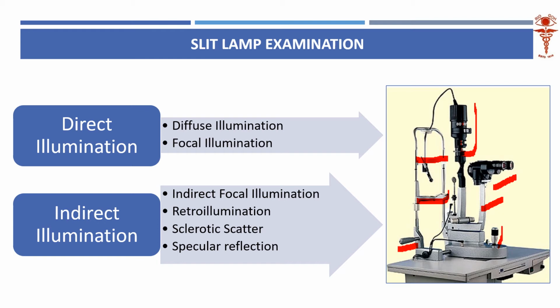The slit lamp can again do diffuse illumination. Just understand these here. In the next slide, I'll show you images of all these. It can focally illuminate an area. That focal can be a direct focal, or it can be an indirect focal. It can be a retro illumination. It can be a sclerotic scatter, or it can be a specular illumination. Usually the question here will be, if you want to study the endothelium, which is best? Specular. Remember this, because it's a common question. If you want to see endothelium, you will use specular illumination. That is one interesting point here.